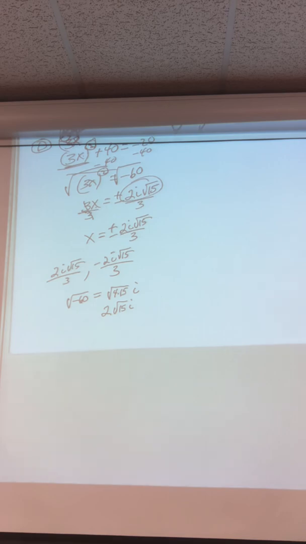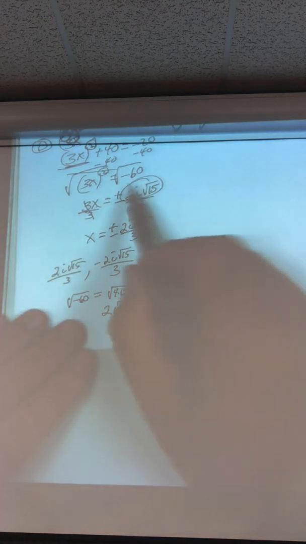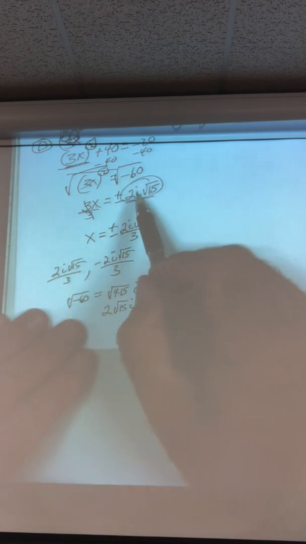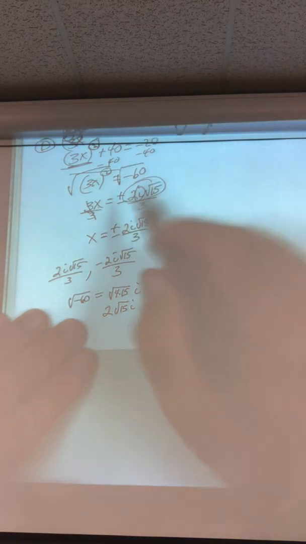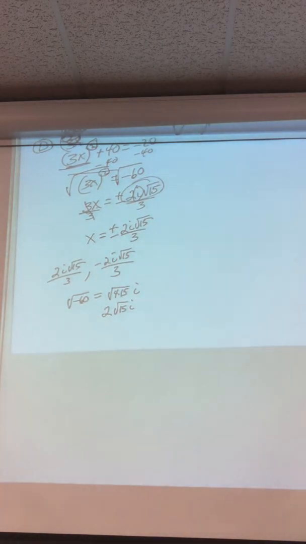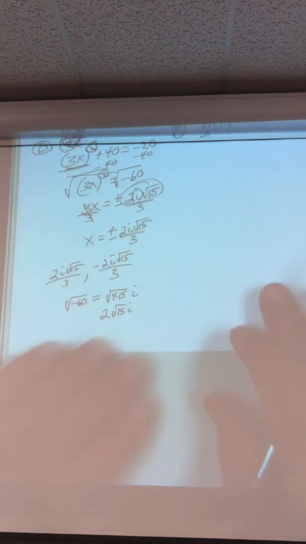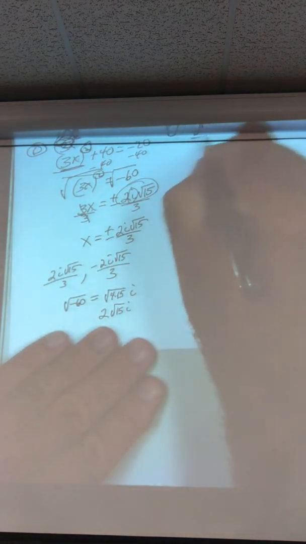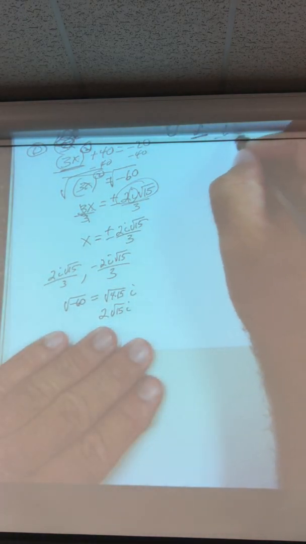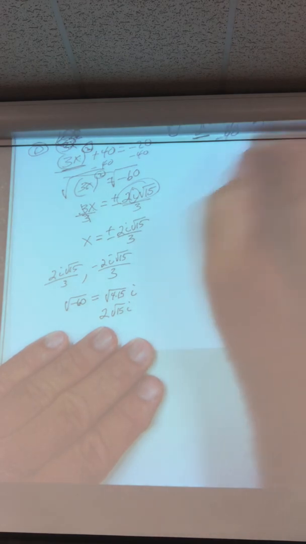Or use your calculator. Now, if you use your calculator, you can't punch the negative in there also, because the calculator is not going to give you the i. So you have to put the i in yourself and just punch in the square root of 60. Now, let's look at how this next one differs from the one I just worked. Okay, step one, isolate the squared term. So I want to subtract 40 from both sides.